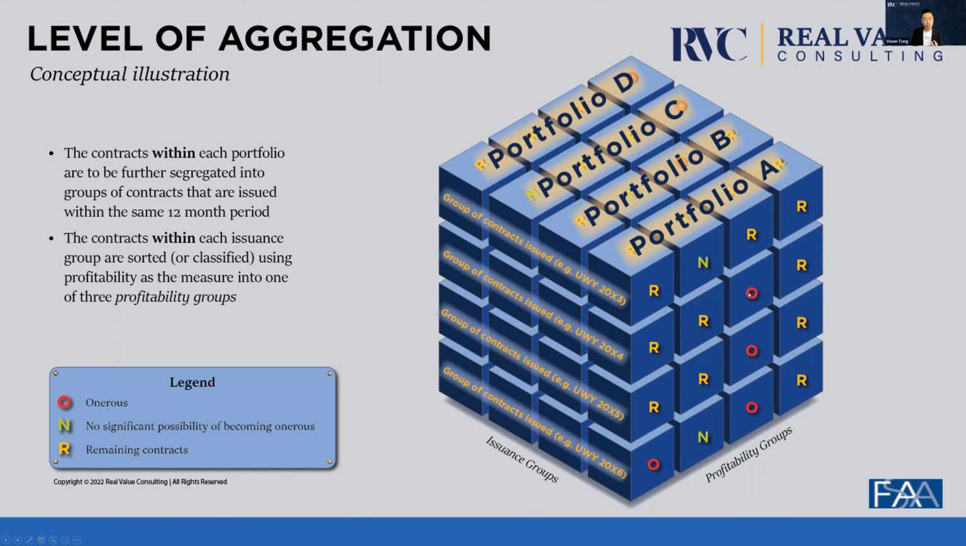Once it's been tagged in that way, the policies in a subcube could eventually become profit making, even though it was tagged as onerous, or the one that has no significant possibility of becoming onerous could actually become loss making in the future. But that is the result, whereas these bits here are where initially you're segregating your contracts into these predefined buckets based on your initial expectations.